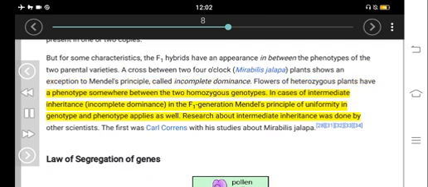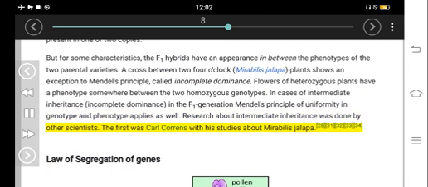In case of intermediate inheritance, incomplete dominance, in the F1 generation Mendel's principle of uniformity in genotype and phenotype applies as well. Research about intermediate inheritance was done by other scientists. The first was Carl Correns with his studies about Mirabilis jalapa.